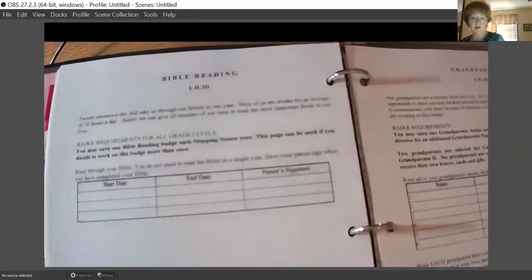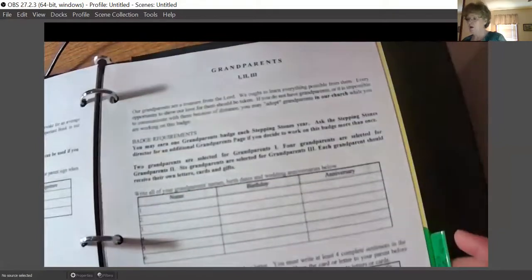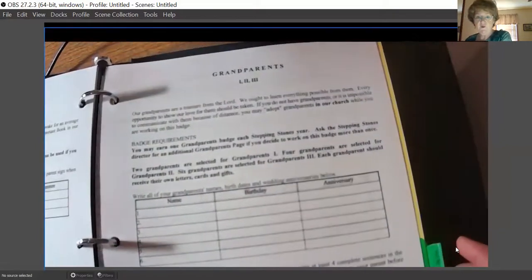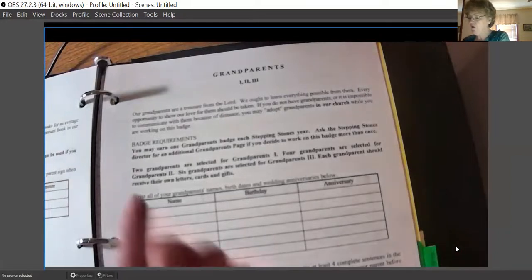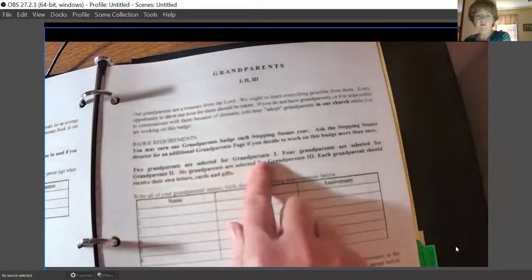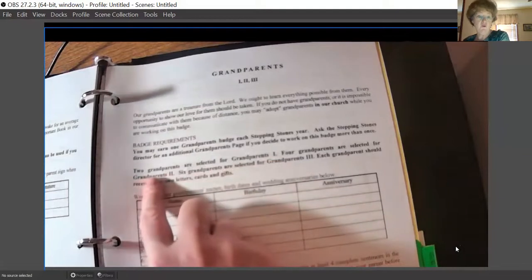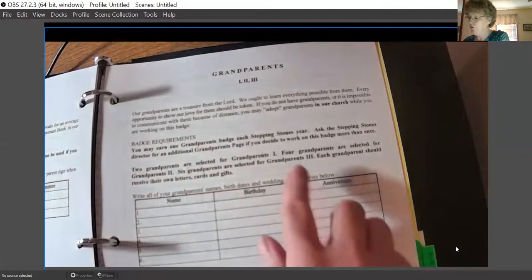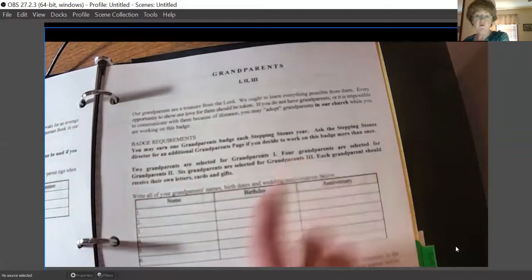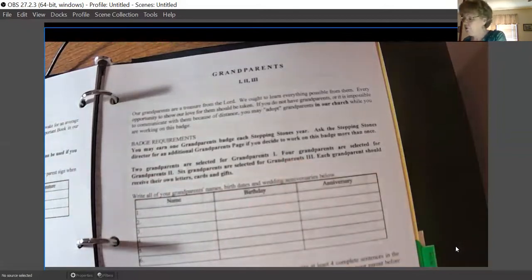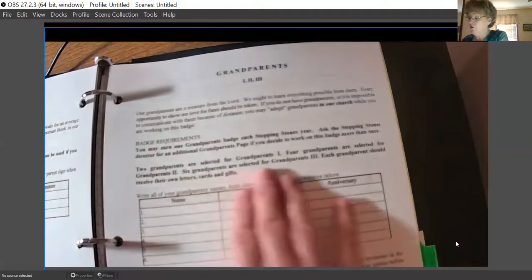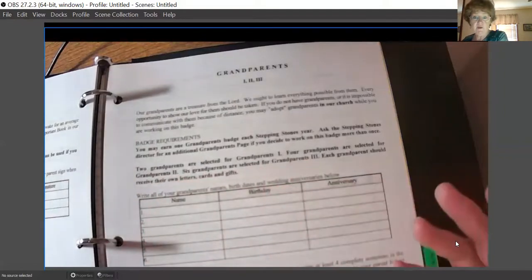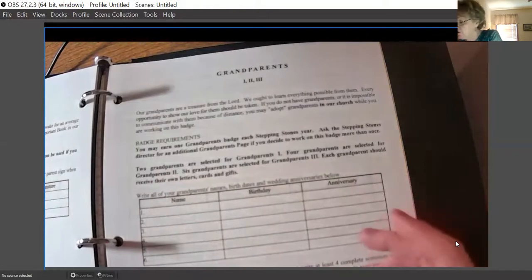The mom signs for when the girl has read through the Bible for the year. She can earn Bible reading every year. She can earn the grandparents badge every year, grandparents one, two, and three. The first time you work on grandparents, you need two grandparents. The second time, going for grandparents two, you need four grandparents. The requirement gets a little harder as you get older. If you're going for grandparents three, your third year in Stepping Stones, you need six grandparents.